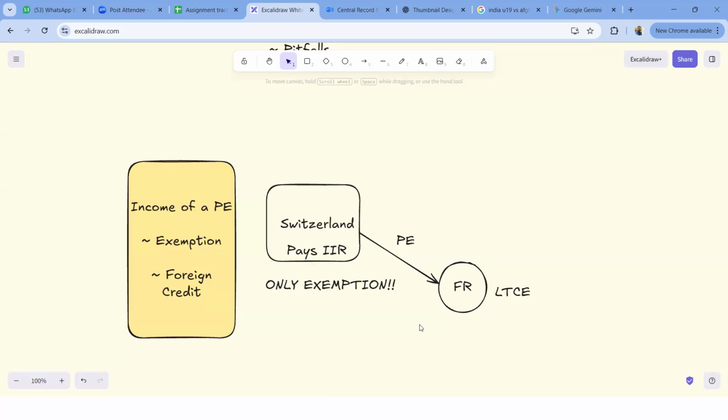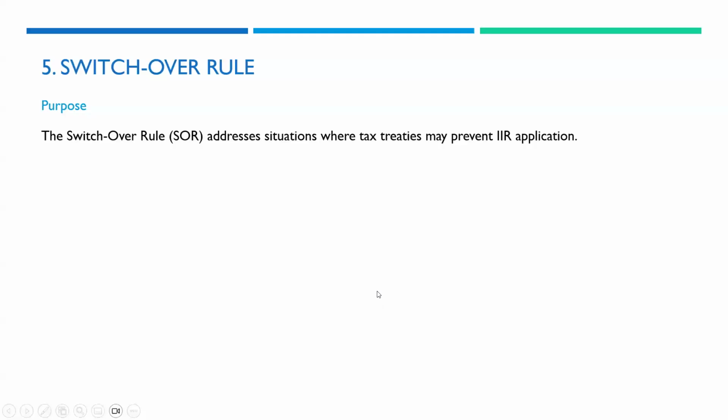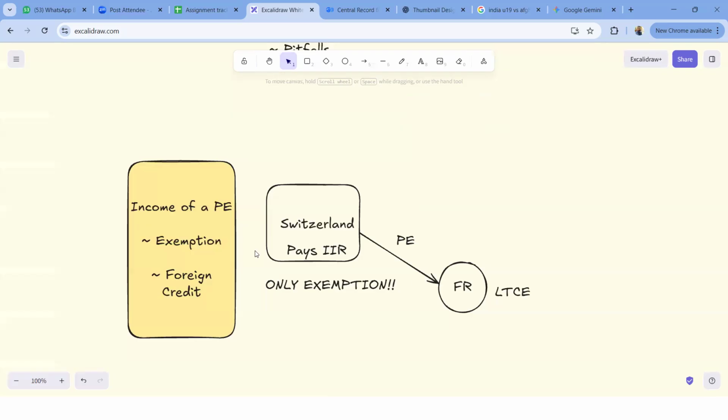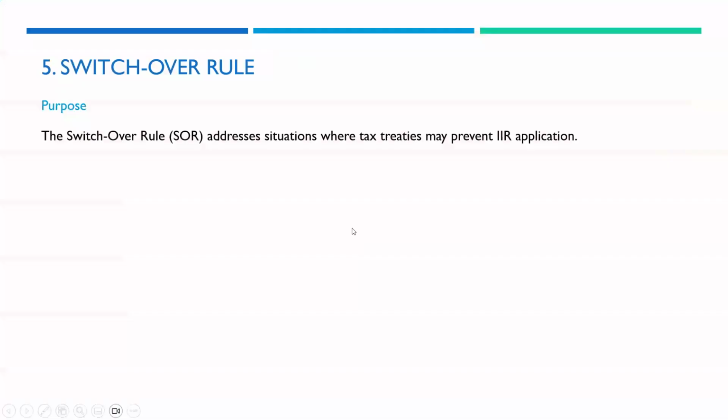So in such a scenario, they have brought in something called the switchover rule. Now, what does this mean? The switchover rule addresses situations where tax treaties may prevent IAR application. So how do tax treaties prevent it? Because they would say it's only exemption. So once they include the top-up tax income here, it would be exempted. It won't be taxed again. It won't be taxed here, because the IAR actually fails because of this language in the treaty.